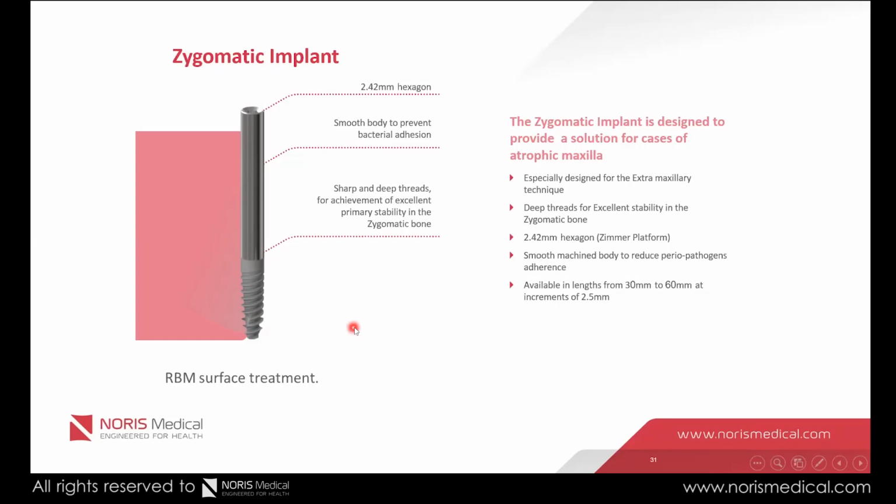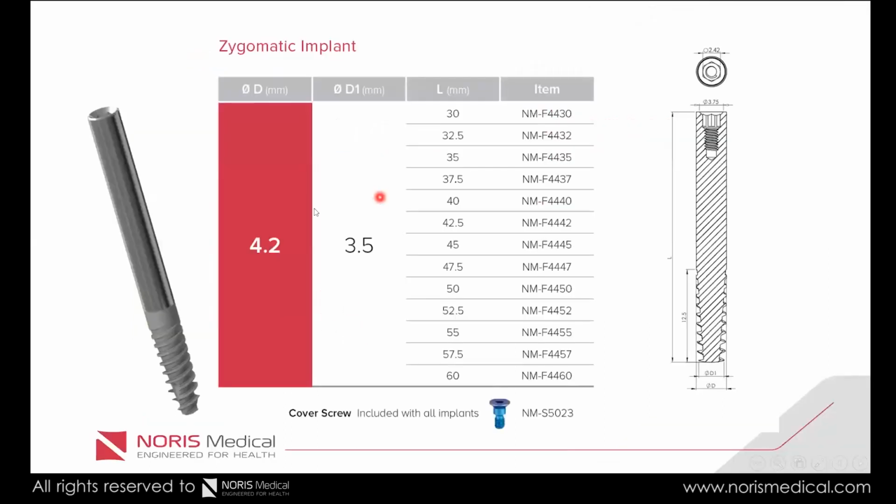and a smooth machined collar and RBM surface treatment on the implant itself. The implant lengths come from 30 millimeters up to 60 millimeters, because this is the variation that there is. 30 millimeters would usually be used on posterior implants, versus 60 millimeters will be used on anterior implants, where we want to have the multi-units going out, let's say at the second position or on the canine.